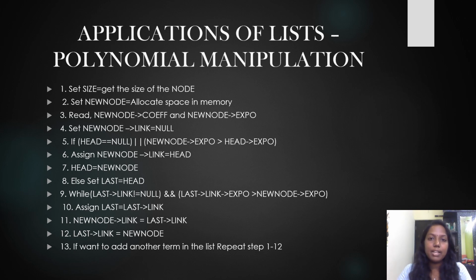Now, one of the applications of lists is polynomial manipulation. As we know, polynomial manipulation includes addition. Here, what we do is we take the corresponding biggest exponent part that is required, and we take the corresponding coefficient of that to be added and then display the answer. So that is what happens.